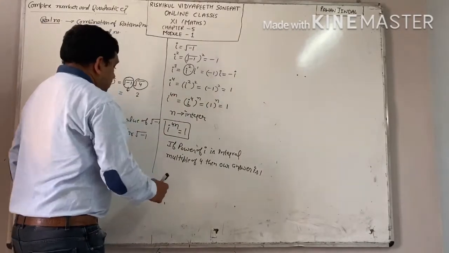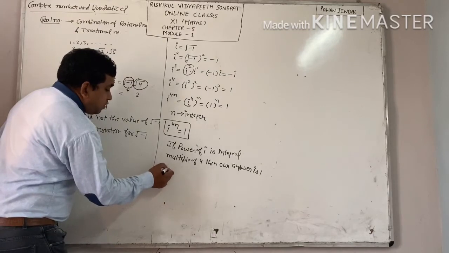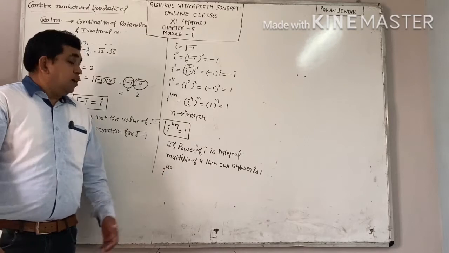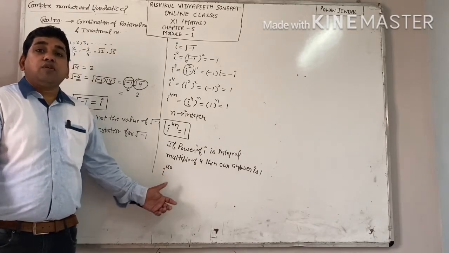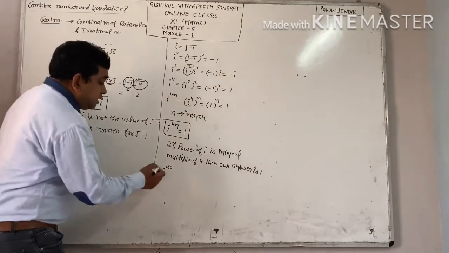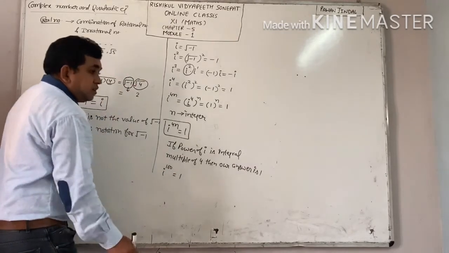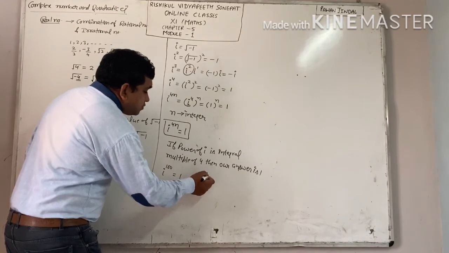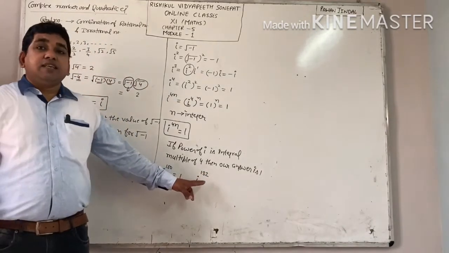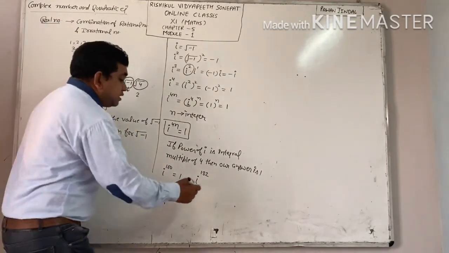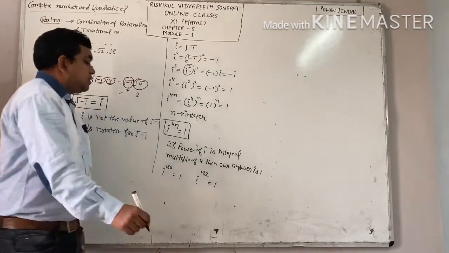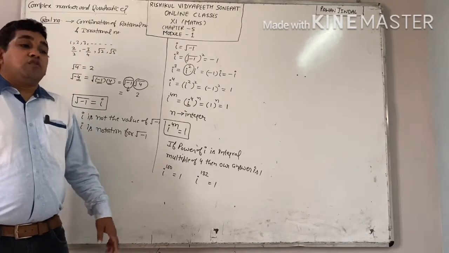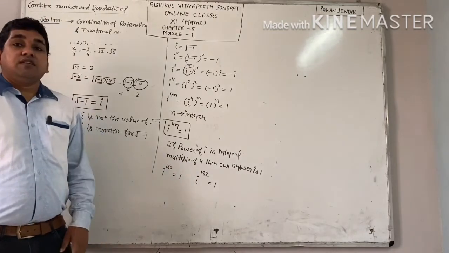See, suppose I want to find out the value of iota raised to power 100. Check whether this power 100 is a multiple of 4 or not, or you can say divisible by 4. Yes, it is divisible by 4. That's why its answer is 1. Iota raised to power 132. Check whether the power is divisible by 4 or not. Yes, it is divisible by 4. That's why its answer is 1. Means if power of iota is a multiple of 4, then our answer is 1.